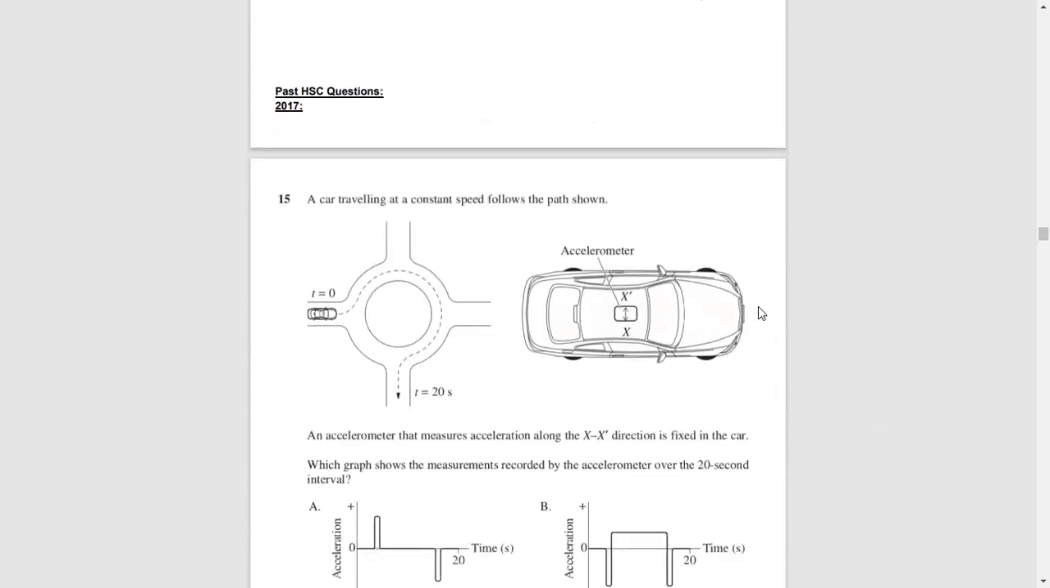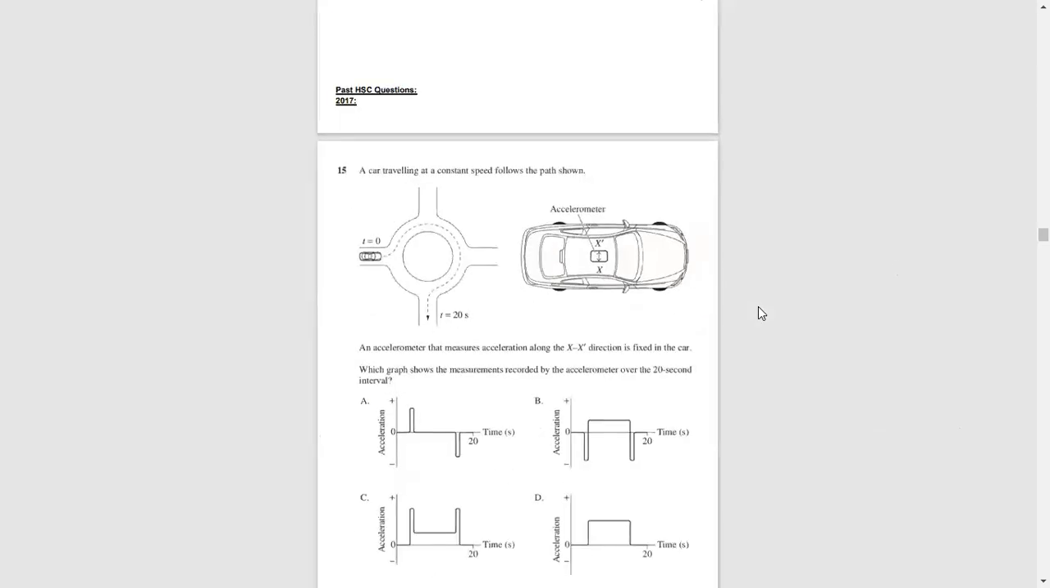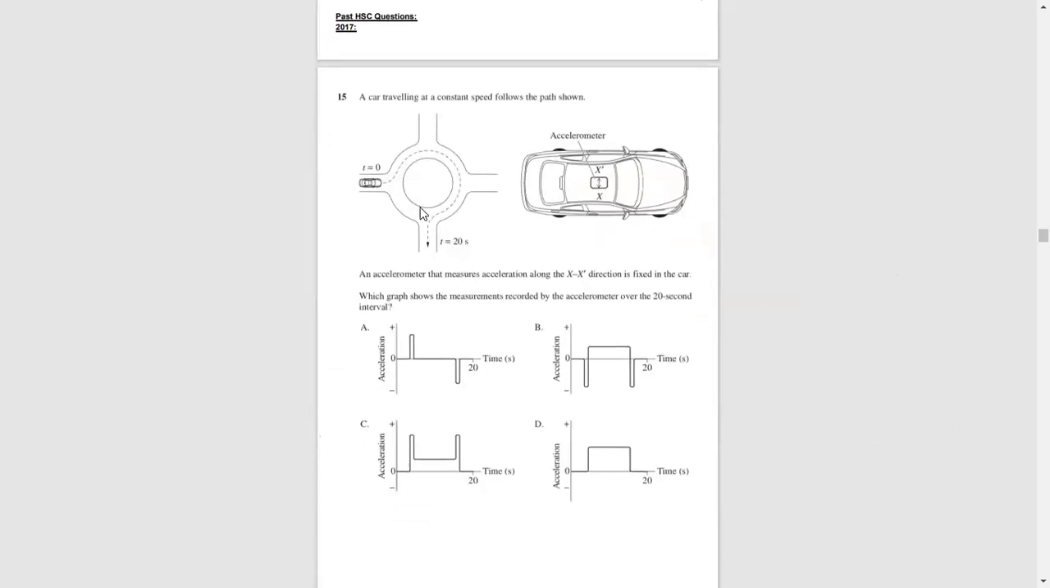Okay, so here you have a car traveling at constant speed, following the path shown. So the car is going this way around this roundabout. Since it's going around a roundabout, we can basically assume that it's going in circular motion and it's going at constant speed. Okay.